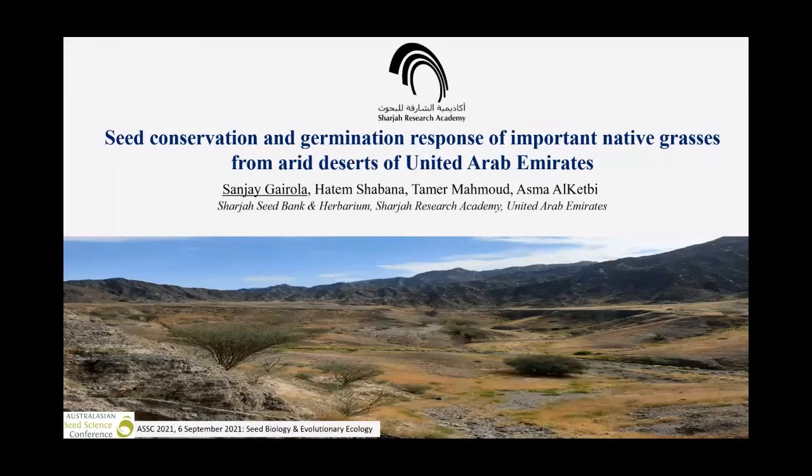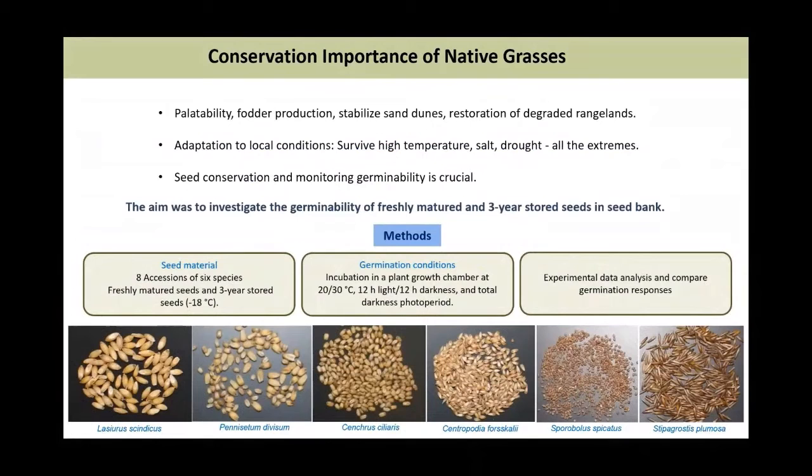The topic of today's presentation is entitled Seed Conservation and Germination Response of Important Native Grasses from Arid Deserts of the United Arab Emirates. Native grasses have the potential to be good candidates for fodder production and restoration of degraded rangelands because of their palatability, nutritive value, and adaptation to local environmental conditions.